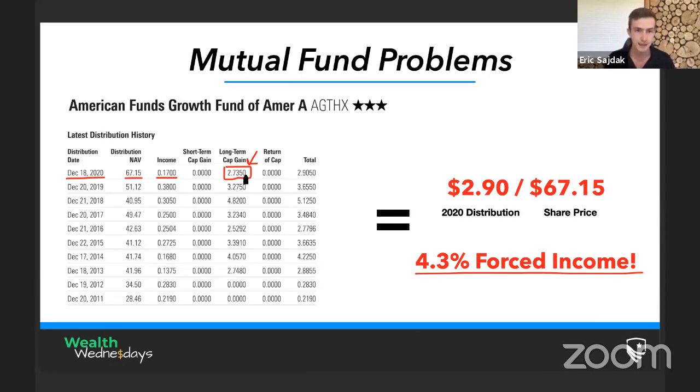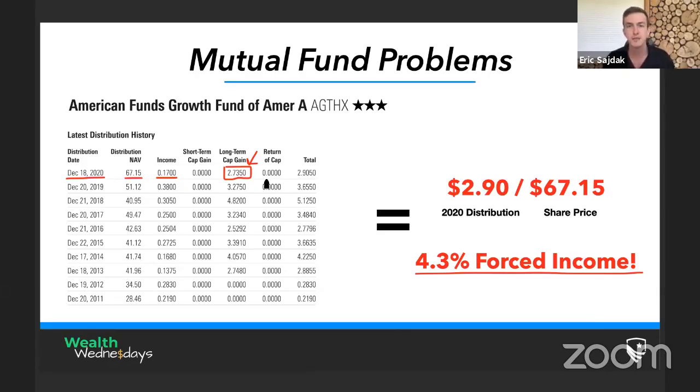So let's just make it easy. Let's say they had $100,000 invested in this American Funds Growth Fund of America in their taxable account. Let's just round it, and part of this was dividend income, but let's just say 4% of this was long-term capital gains. So of that $100,000 account, they had no choice over this, and now they have $4,000 worth of long-term capital gains that they were forced to take because they invested in a mutual fund.